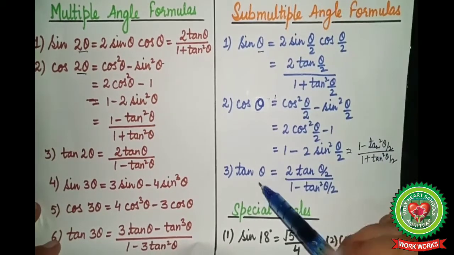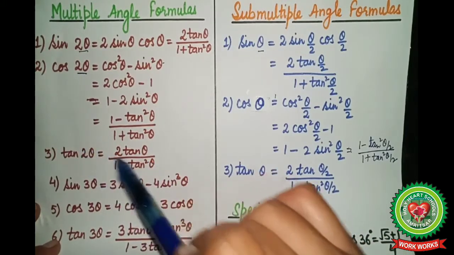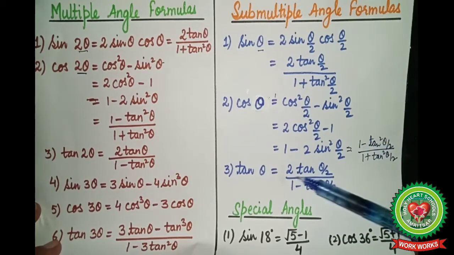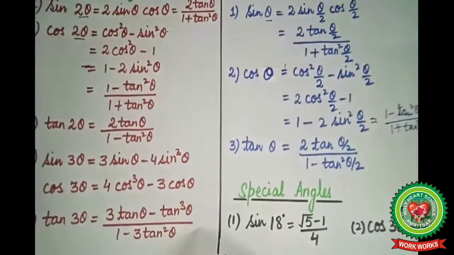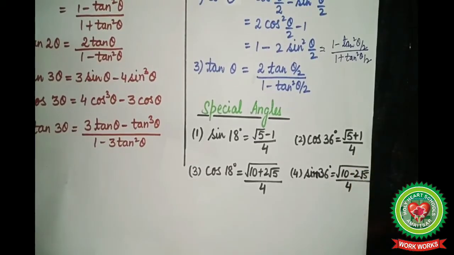Then formula for tan theta, it is similar type, only angle changes. 2 theta changes to theta and theta changes to theta by 2. So it is 2 tan theta by 2 upon 1 minus tan square theta by 2. Along with this, we are having some special angles also. That value we have to remember.